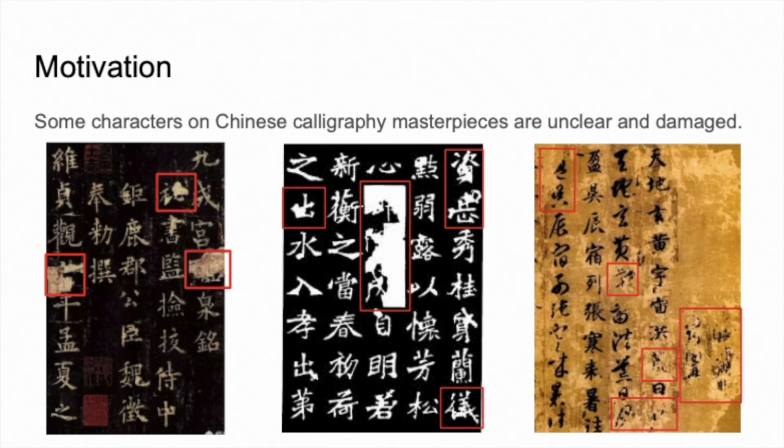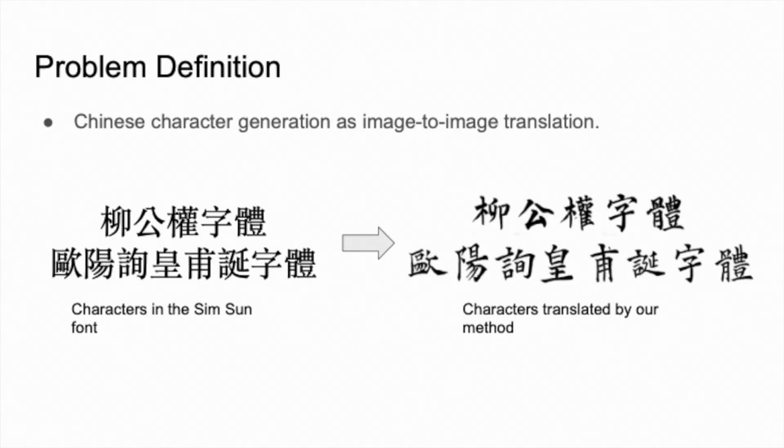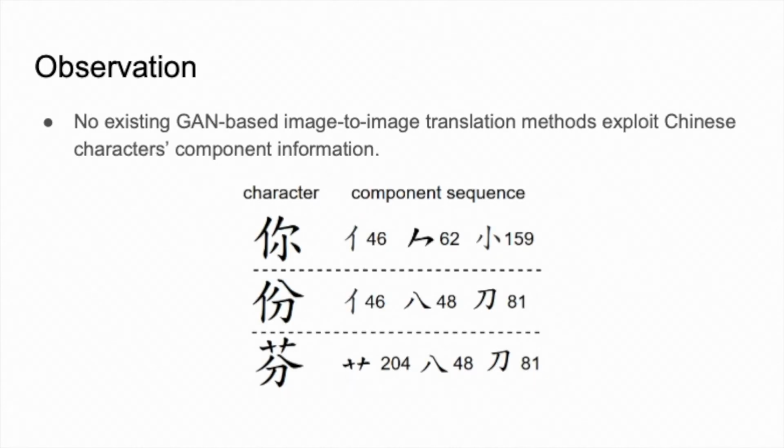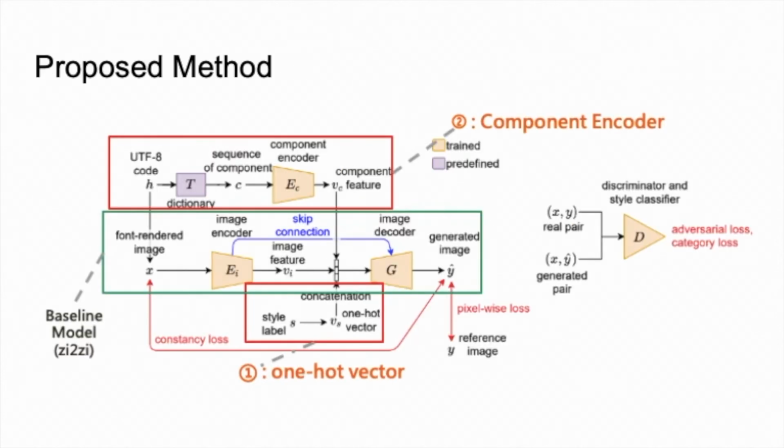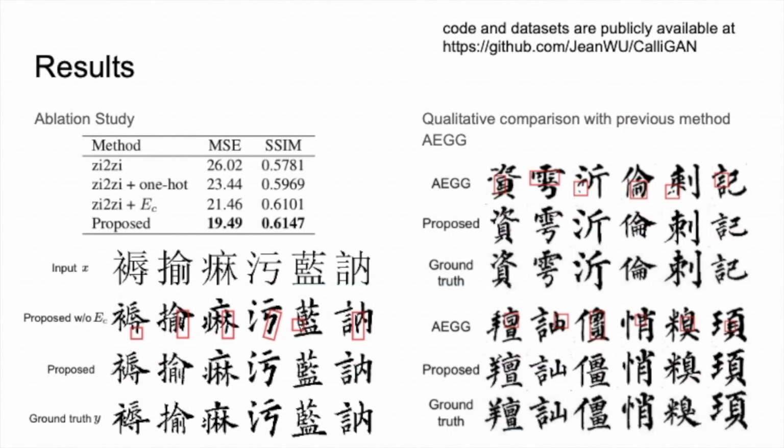Therefore, we want to solve the problem of generating Chinese calligraphy characters. We formulate the problem as translating characters' images from one domain to another. However, existing methods never exploit component information. Therefore, we modify a state-of-the-art GAN-based method by replacing its label embedding vectors with one-hot vectors and adding a component encoder. Experiments show our method generates better results.